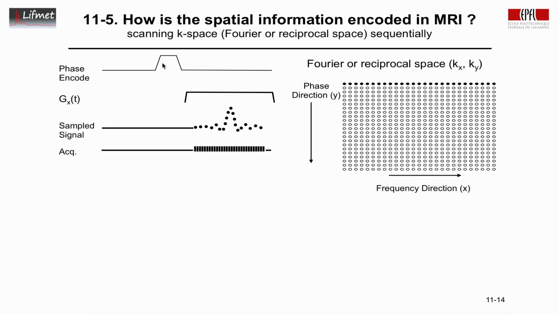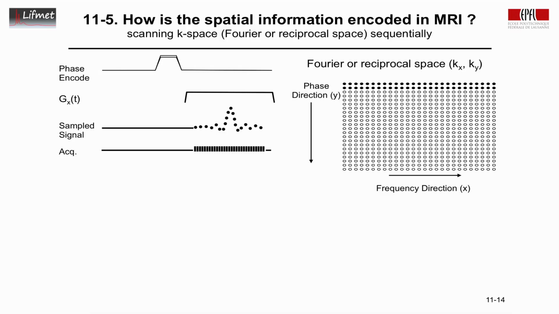So if we apply the phase encode gradient, then we have a ky that's non-zero, and we will encode kx according to the time here. So these are the points in kx. So we have acquired here one line in k-space or reciprocal space.